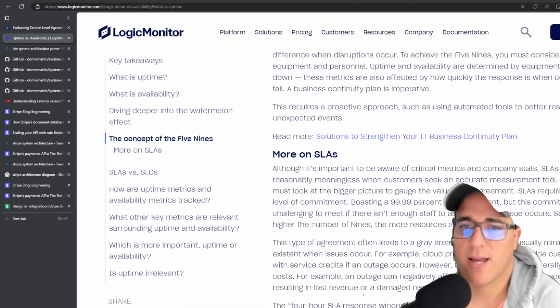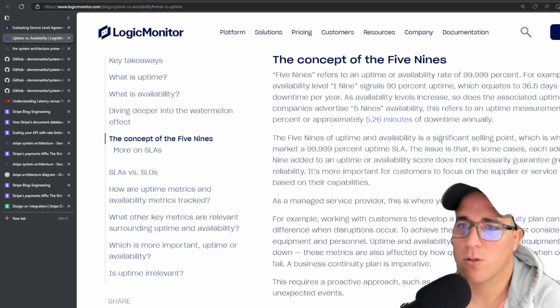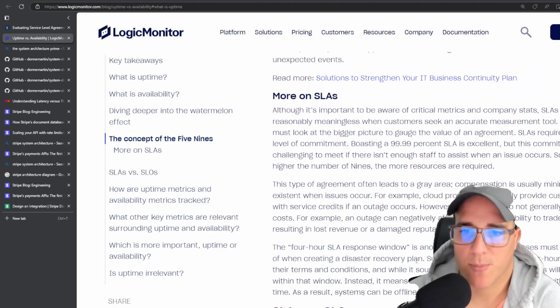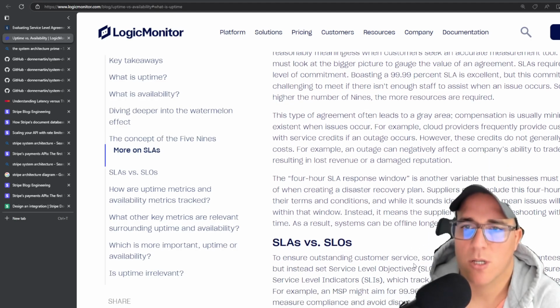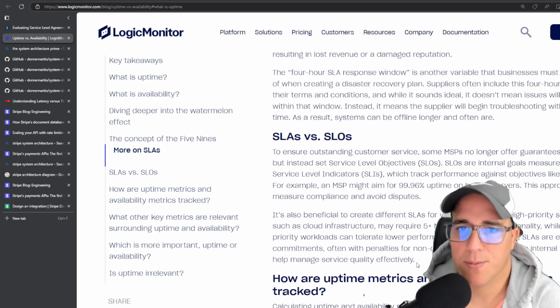The concept of finite, I think we already talked about this one. We're going to skip it. More on SLAs and SLOs. I think we're going to talk about SLOs a little bit here.